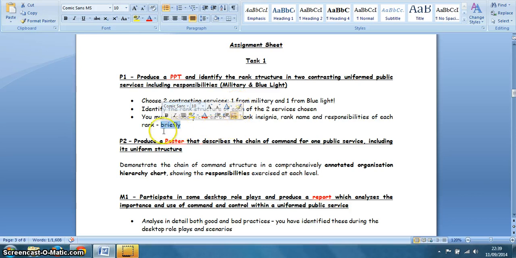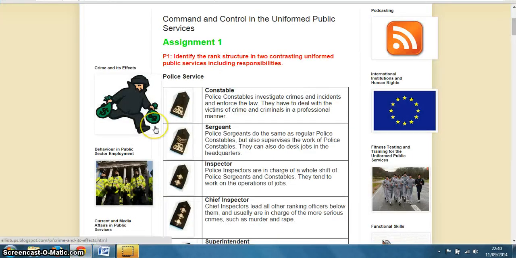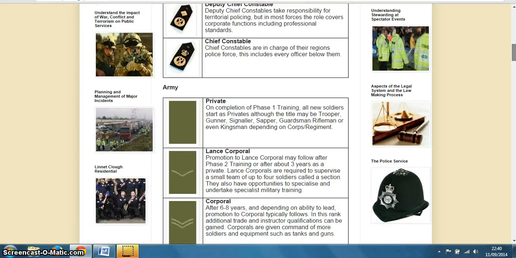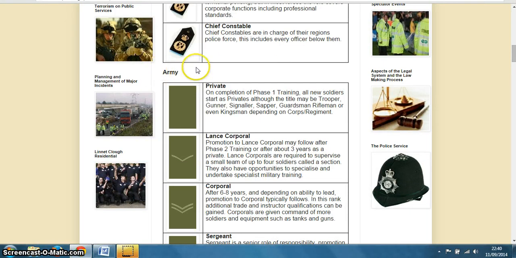Now, a little example of this would be this. So, for P1, what you need to do is include the rank insignia for two services. This one is for the police service. The rank title and a brief description, and I do say brief, of what that role is. So there's an example of the police, and then the army. So you've got two contrasting services, the police being from the blue light, and the army being from the armed services. Again, you've got the rank insignia, the rank title, and a brief description.